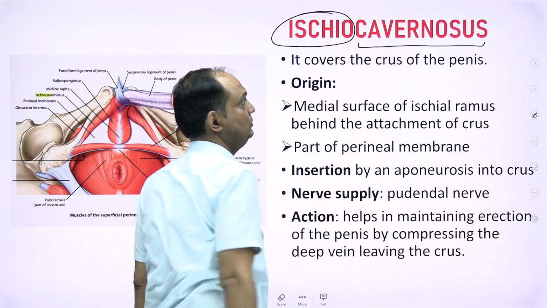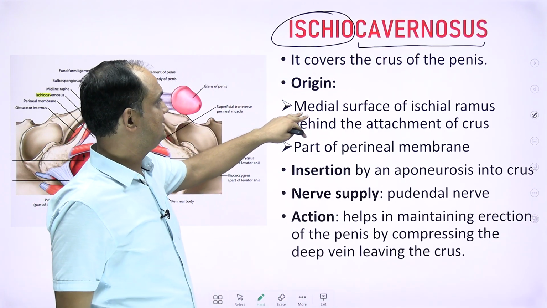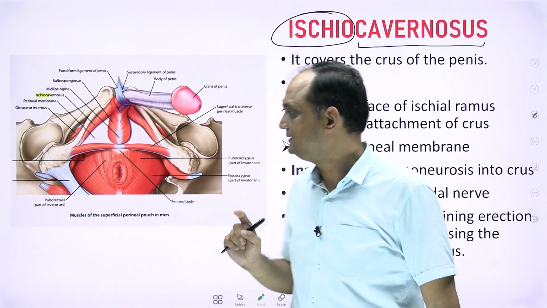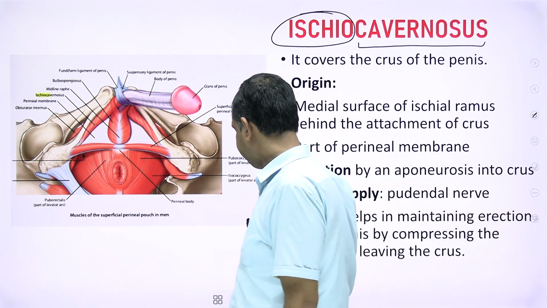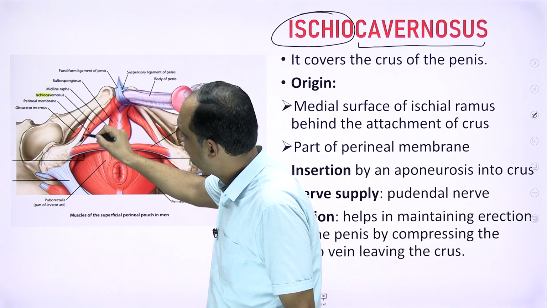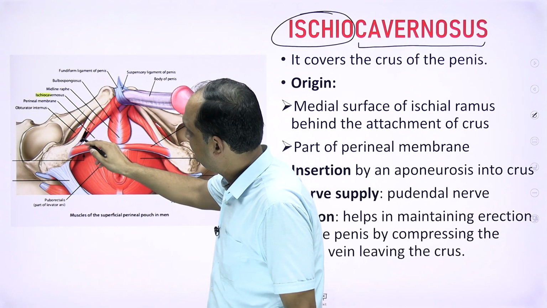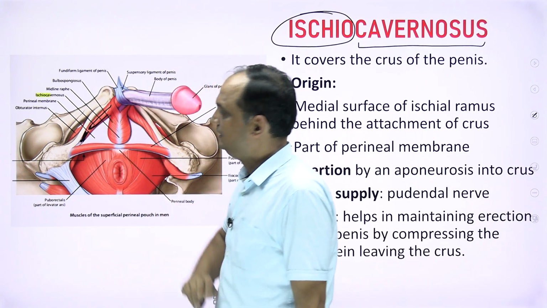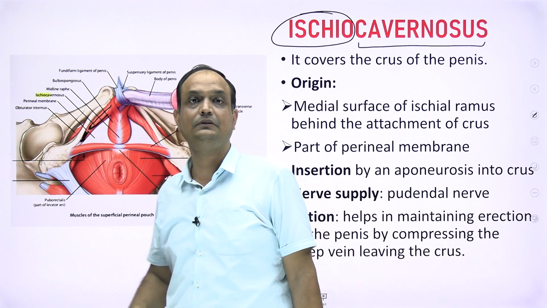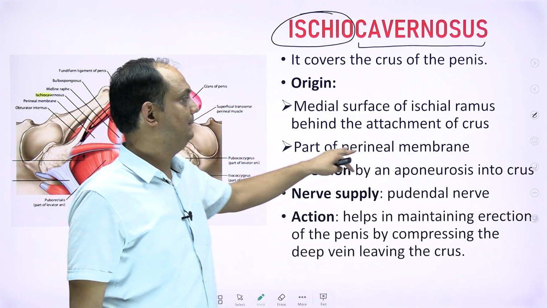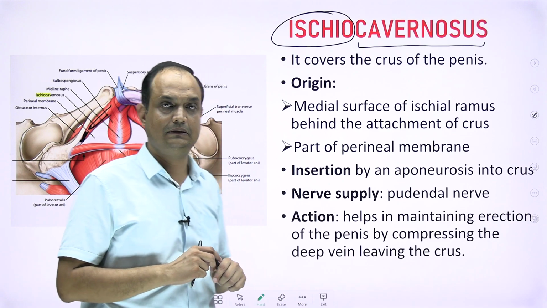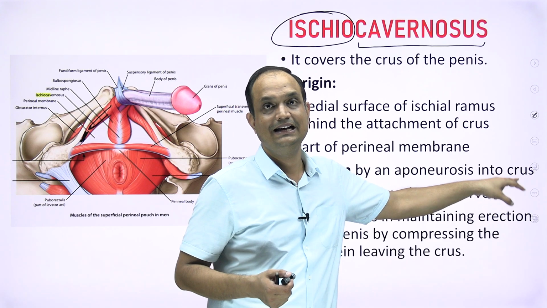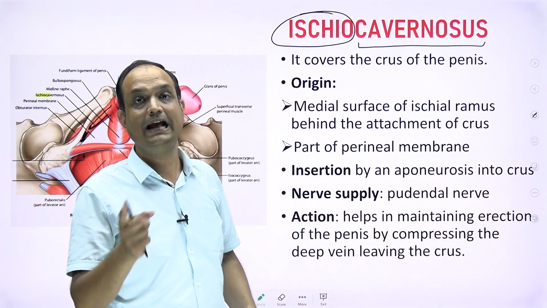So, the word comes ischiocavernosus. The origin is the medial surface of the ischial ramus behind the attachment of the crus. Now, this is something important to understand: this is the origin of your ischiocavernosus, and this origin is behind the crus. That means the crus will limit up to this posterior end. So, behind the posterior end of the crus, you have the origin, and from the perineal membrane, which is adjacent to the muscle. Now, it inserts by an aponeurosis into the crus, and the crus is a part of the corpora cavernosa.